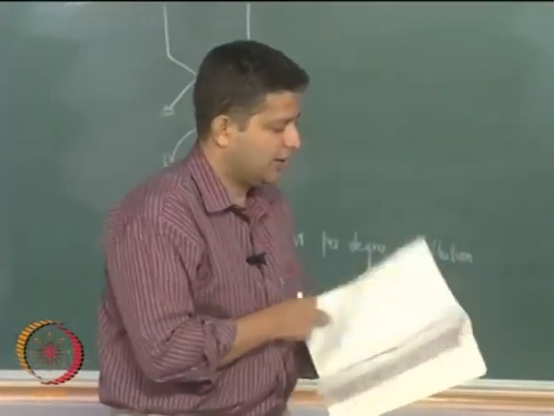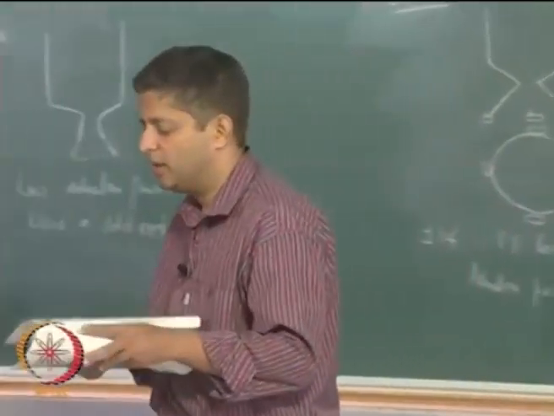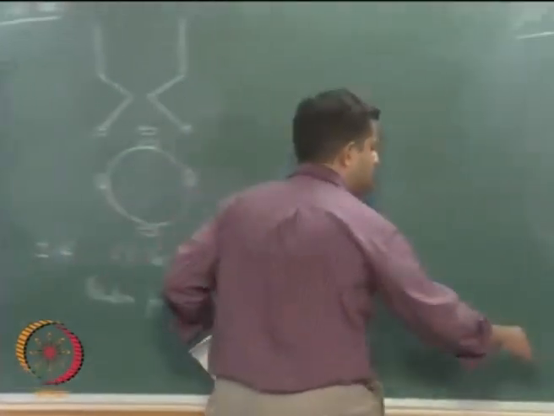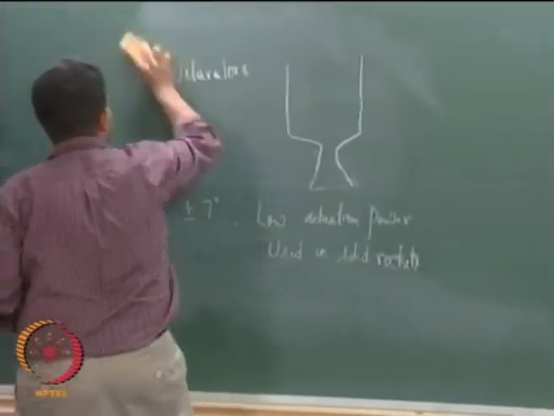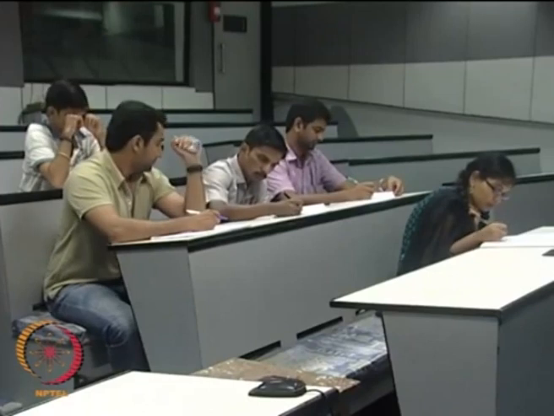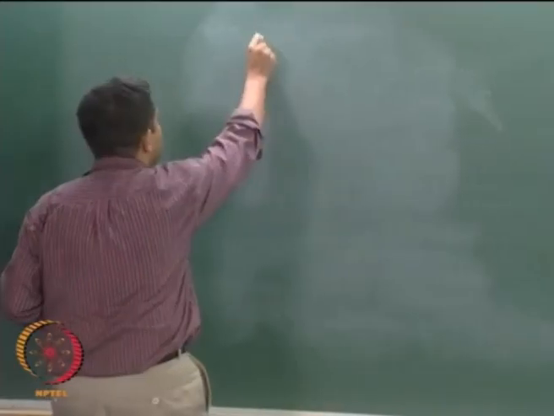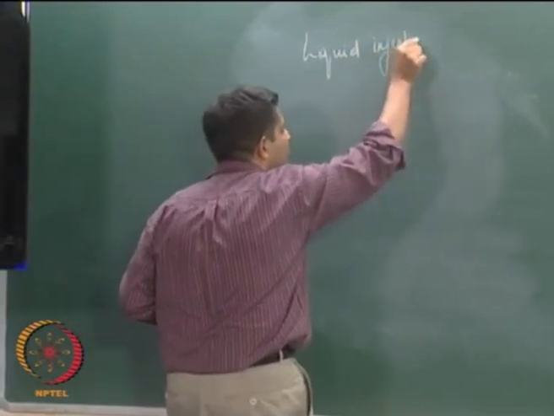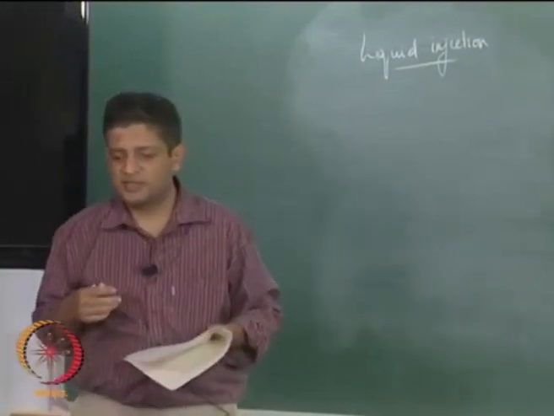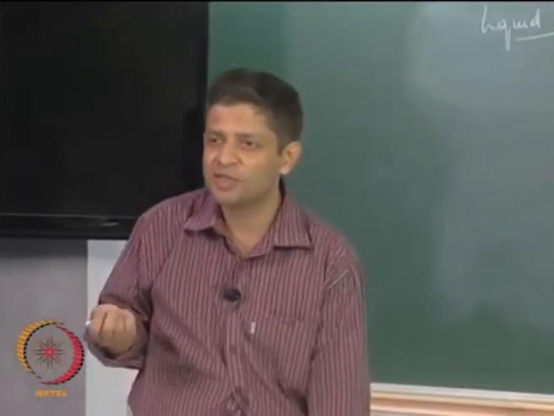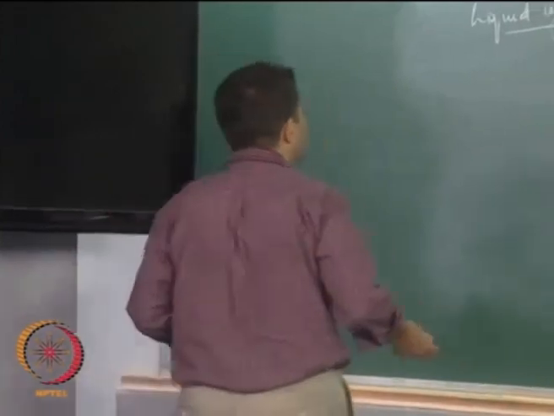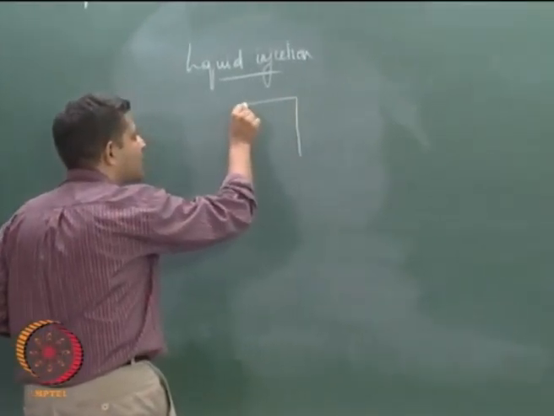Now, the last thing that is used actually in rockets is the liquid injection. Remember in our earlier class we said if you have an oblique shock, the flow separates and it will introduce a side force, right. In this method of controlling or thrust vectoring, we actually make use of that and we inject a liquid at some known point in the divergent portion.